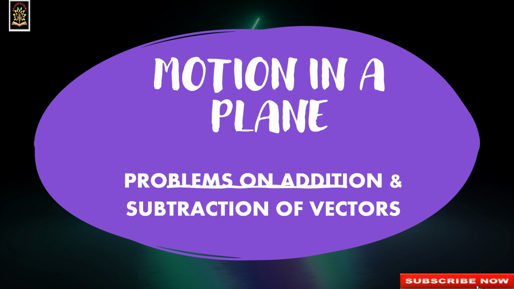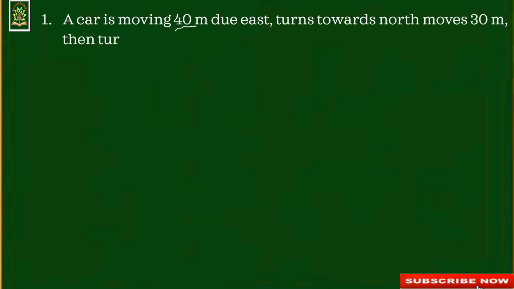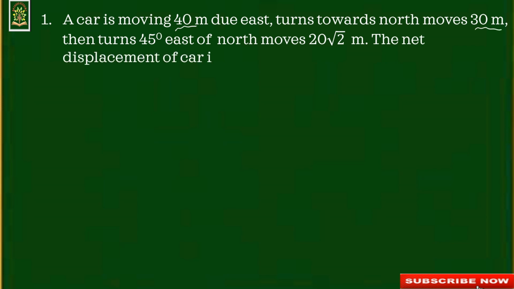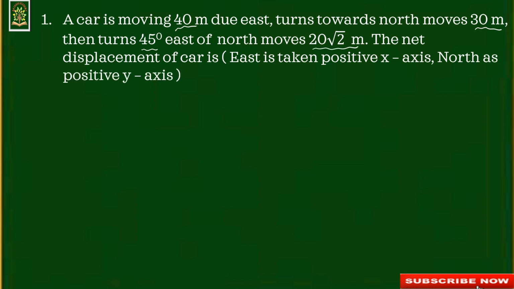Okay, let us go to today's topic, motion in a plane, problems on addition and subtraction of vectors. Let us go to the first one. In this question, a car is moving 40 meters due east, turns towards north, moves 30 meters, then turns 45 degrees east of north, moves 20 root 2 meters. The net displacement of the car is... here they have given east as the positive x-axis and north as the positive y-axis.